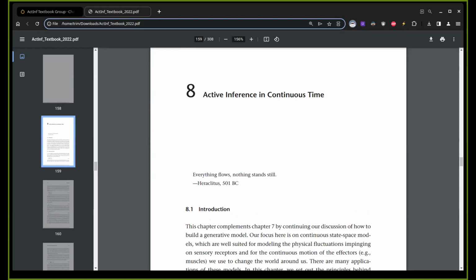Anyone else want to add a comment on 8 before we start to look through it?